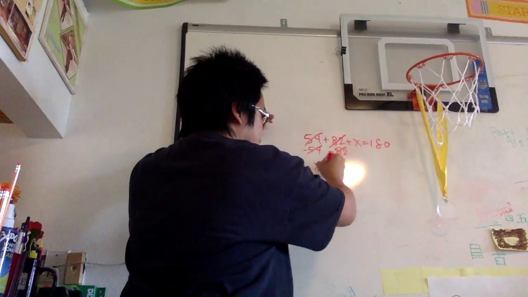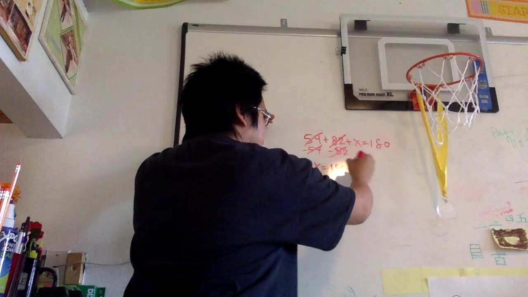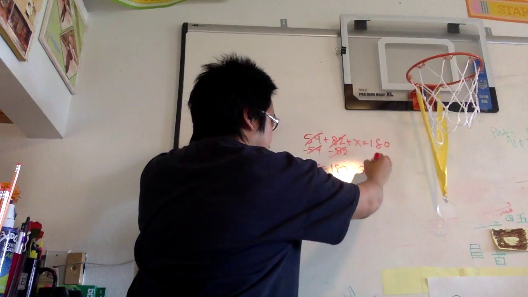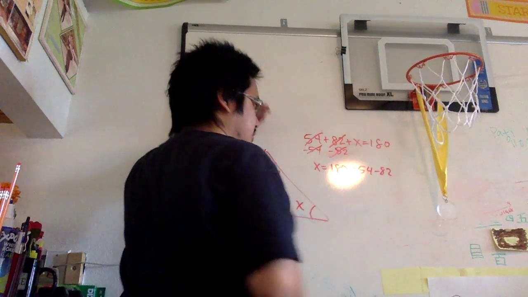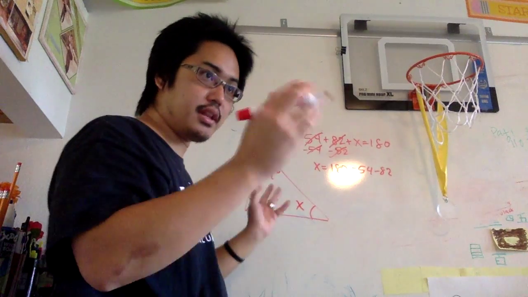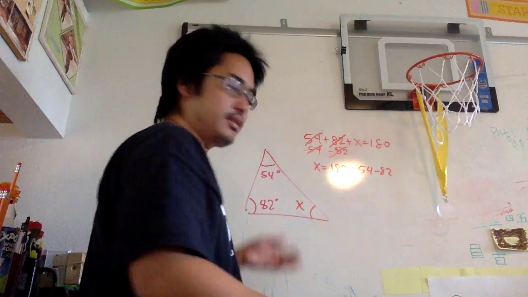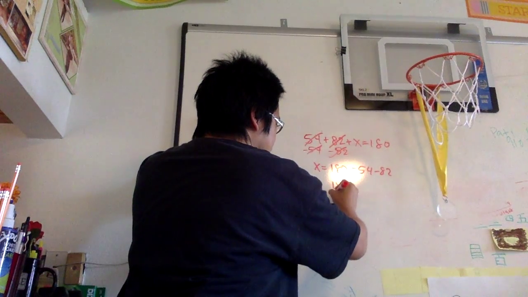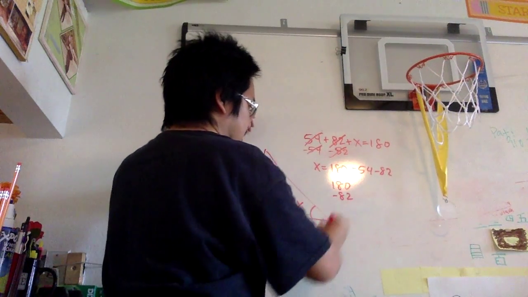And you have x is equal to 180 minus 54 minus 82. And then you just run that through, however you like doing that. We'll do it real quick. 180 minus 82. Let's see.